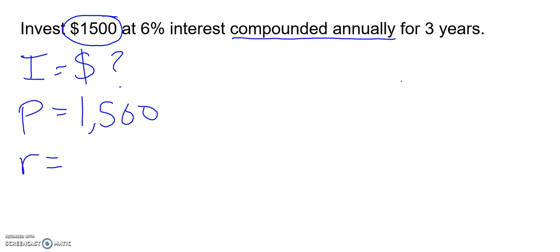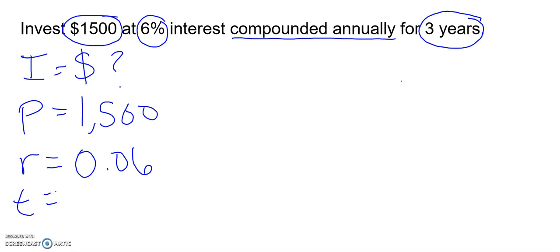Next is our interest rate. Again, that's going to be a percentage, which we're going to then change to a decimal for calculating purposes. And then lastly, the amount of time. And again, we're talking about time in years in this case.